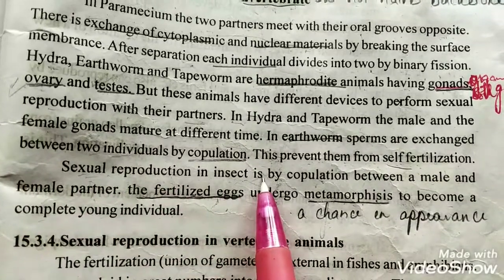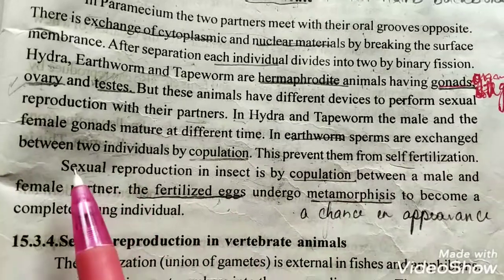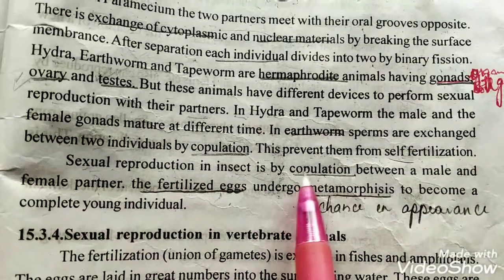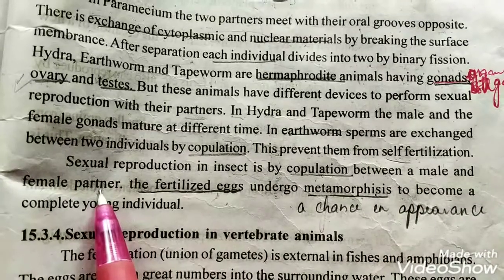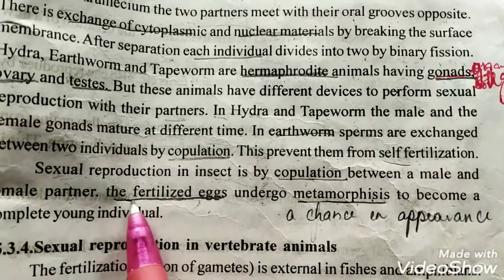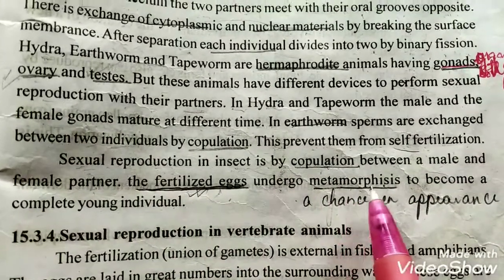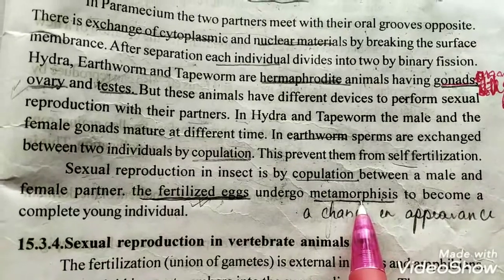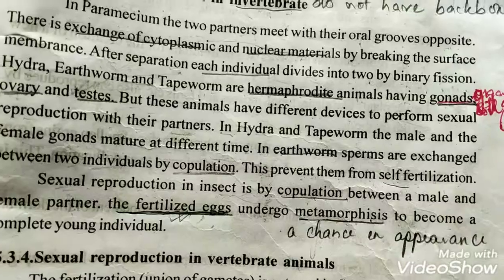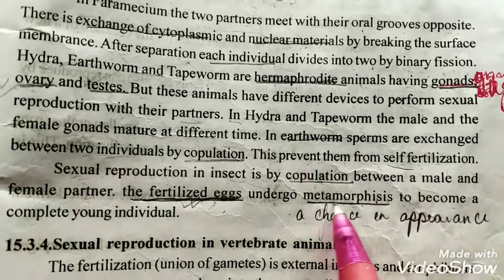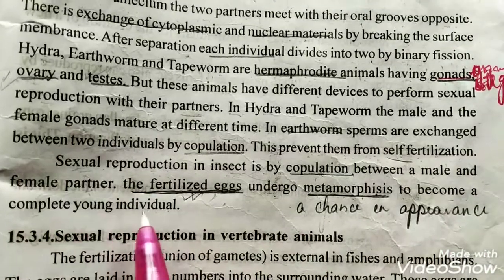Sexual reproduction in the insect is by copulation. Copulation means intercourse between male and the female. Sexual reproduction in the insect is by copulation between the male and the female partner. As the result of the intercourse between the male and the female, it results in the development of the fertilized egg. This fertilized egg will undergo metamorphosis. Metamorphosis means change from immature form to adult form. It undergoes metamorphosis to become a complete young individual.